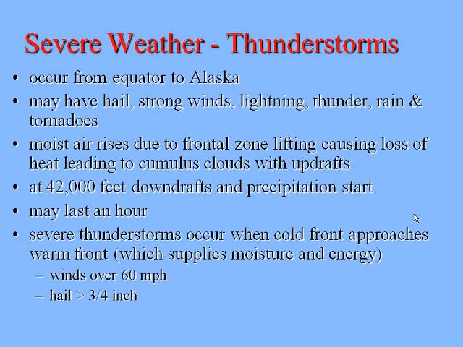The moist air is going to rise to the front, which is a loss of heat. Then at that height, about 42,000 feet, that's where you get the downdrafts and precipitation. So a thunderstorm is a fight between the warm air rising and the cold air dropping, and that's what causes thunder and lightning. That's the change. It lasts for about an hour.